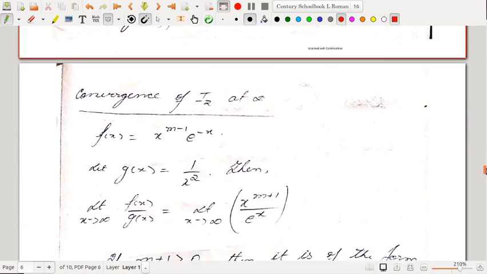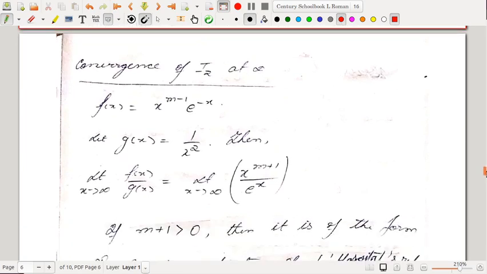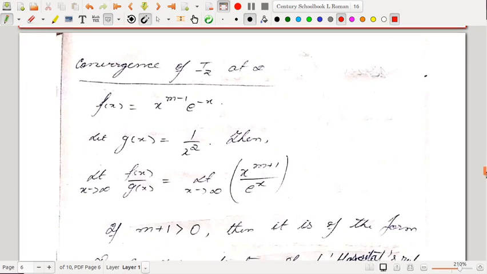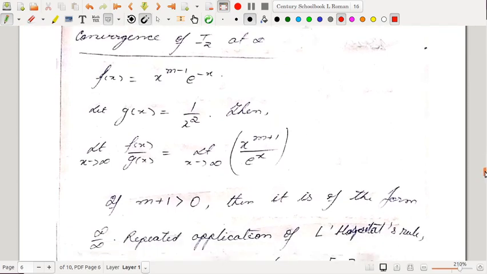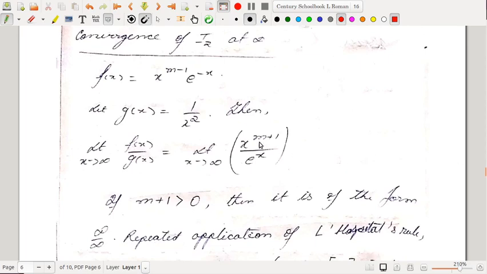Next we have to see for what values of m the I2 converges. So let us write f(x) as x to the power m minus 1 into e to the power minus x, and we take g(x) as 1 by x square. So f(x) by g(x) will be the limit as x tends to infinity of x to the power m plus 1 by e to the power x. So there are several cases. If m plus 1 is negative, in that case this limit will be 0, because x can be taken in the denominator, so it will be like 1 by infinity.